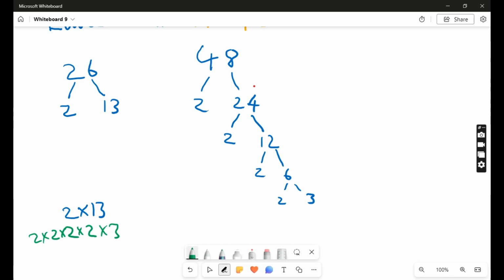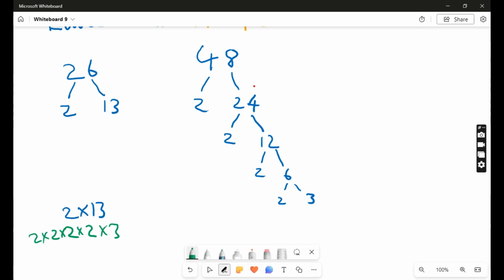So to find my lowest common multiple, I can use the product of prime factors. It's so hard. So to find my lowest common multiple, I can use these two products.